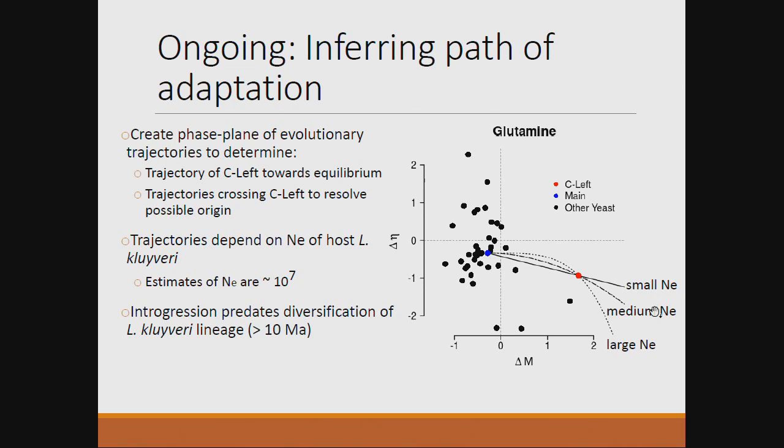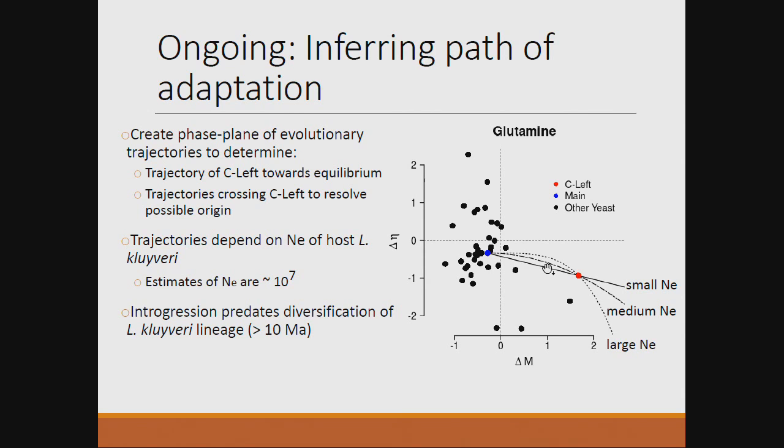If we increase the effective population size, the difference in selection bias we see between these two parts of the genome decays faster than the mutation bias. And if we increase Ne even more, which becomes more reasonable compared to what we observe in yeast in general, we see that the selection bias decays even faster. And that would be consistent with what we observed, right?